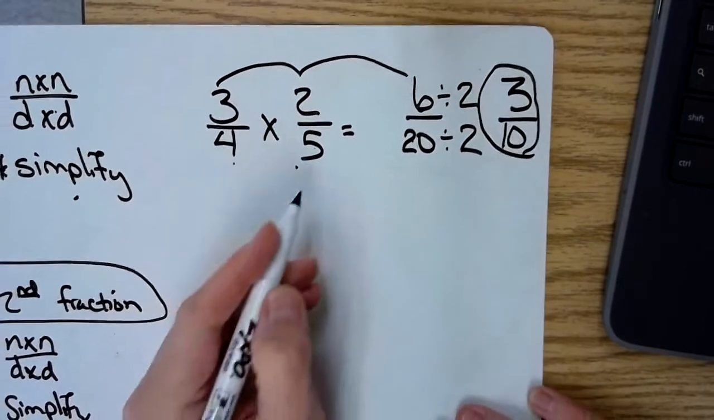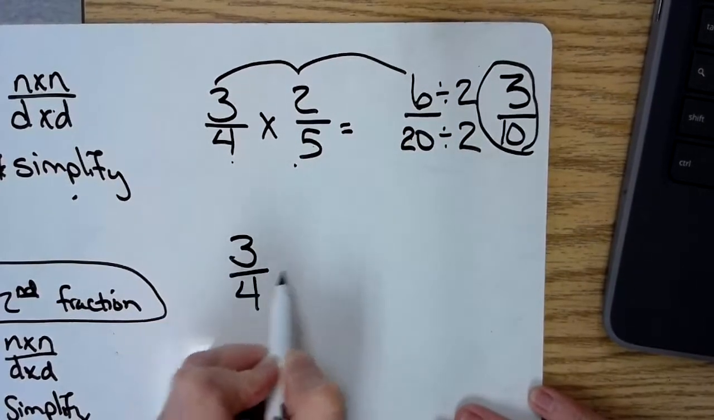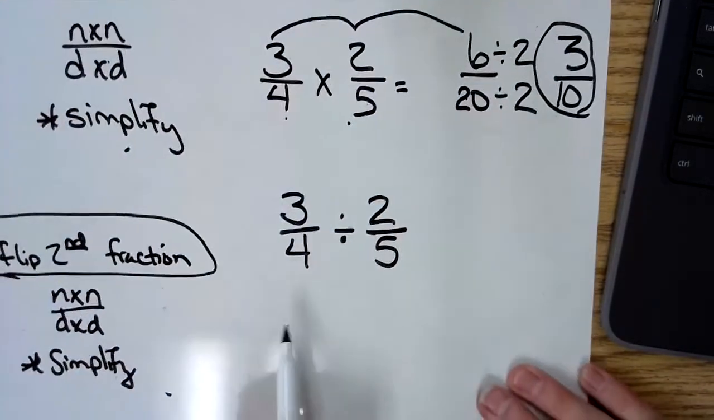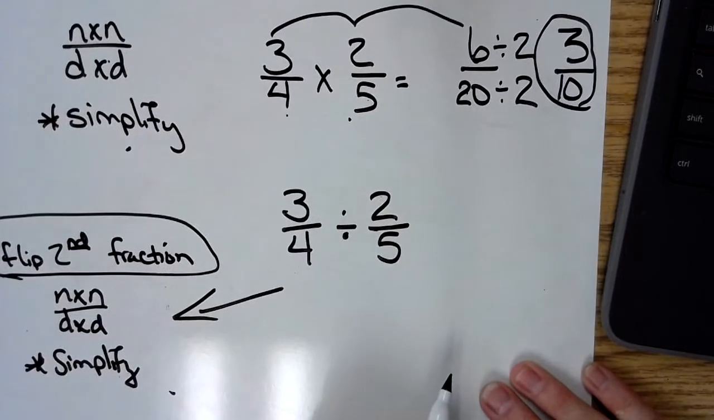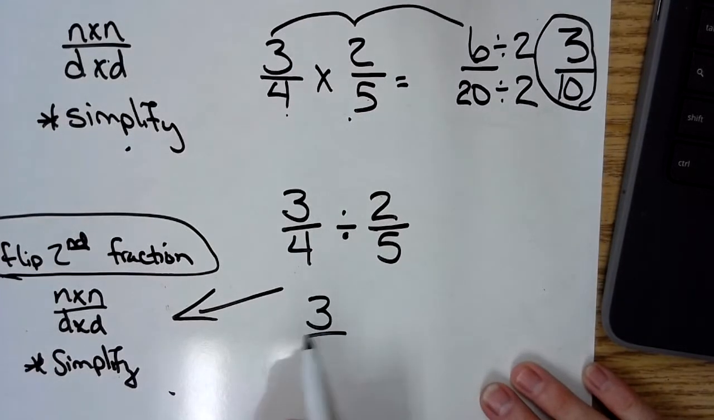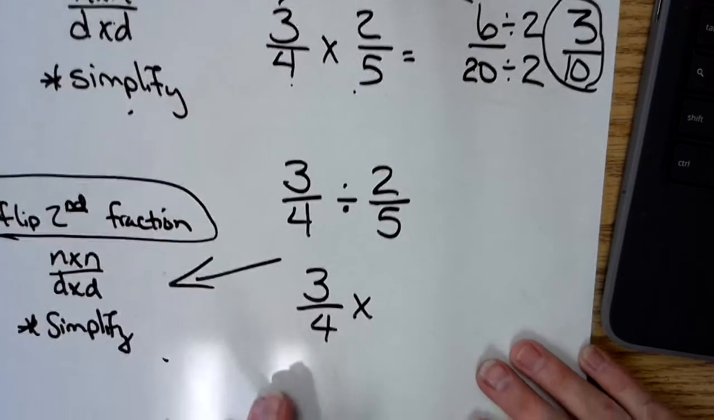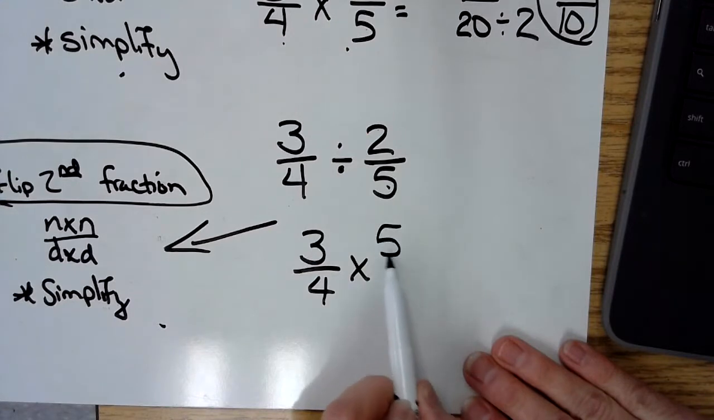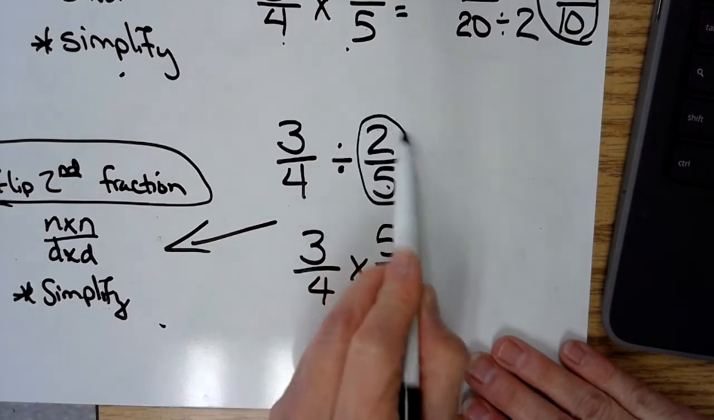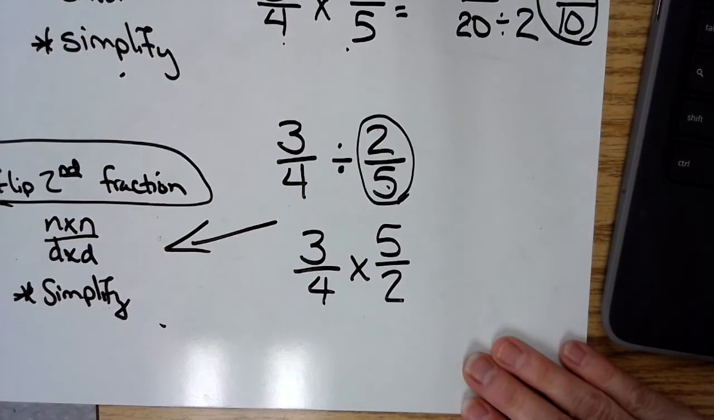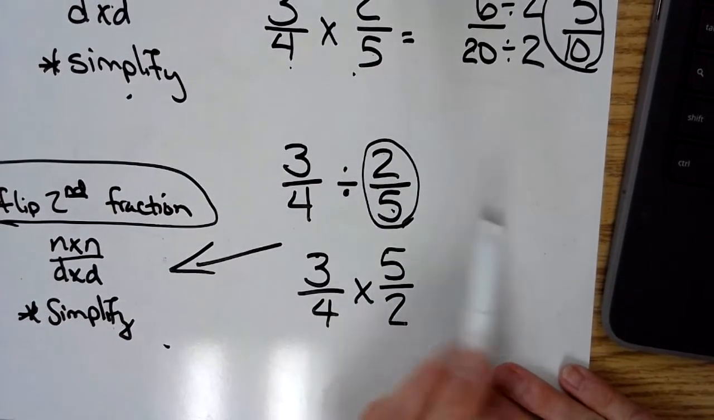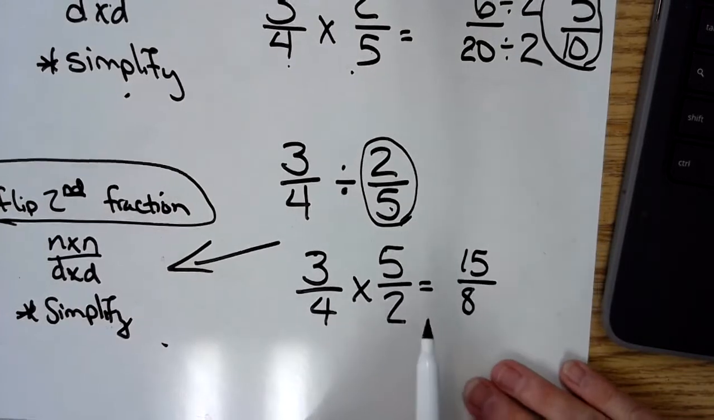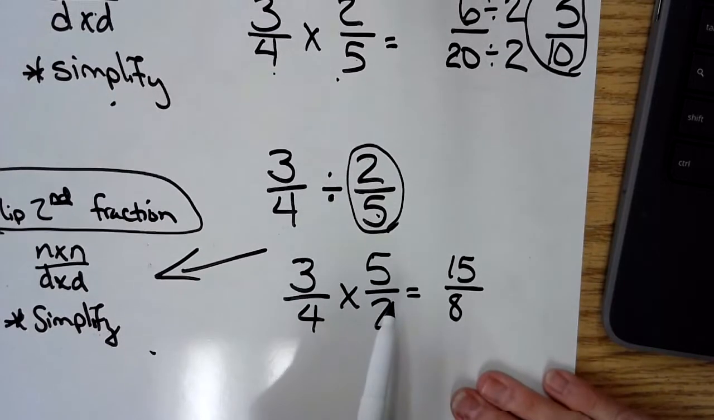Now let's say I'm dividing these two fractions. Same fractions, 3/4, but I'm dividing by 2/5. Now I'm looking at my notes over here. Here's where I'm going to go with this one. I'm going to do the 3/4, but instead of dividing, I'm going to multiply by its reciprocal. That means flipping it. And you only flip the second one. 3 times 5 is 15. And 4 times 2 is 8. Now I have an improper fraction.